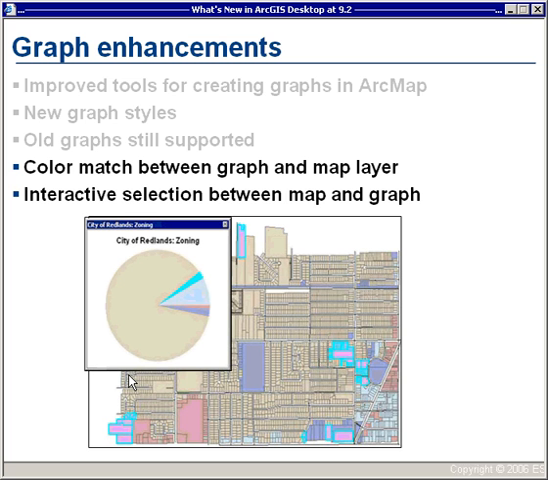So the biggest change that I've noticed in graphs is the amount of interaction that occurs between my map display and the graph. So I already mentioned that we can color match between the graph and the map display, but we can also make selections in the map display and have it highlighted in the graph, and vice versa.